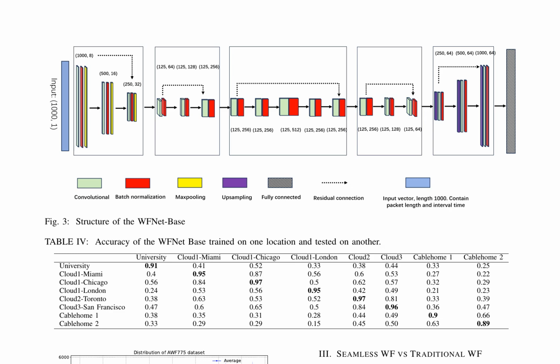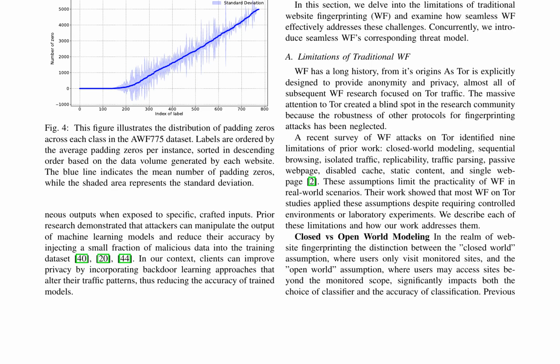A new dataset, AWF775, is introduced, comprising 775 websites with varying traffic volumes and padding zeros. Figure 4 illustrates the dataset's distribution, showcasing the mean number of padding zeros and standard deviation across each class. Furthermore, WFNet Base, a neural network architecture designed for WF tasks, is presented. Its structure is depicted in Figure 3.